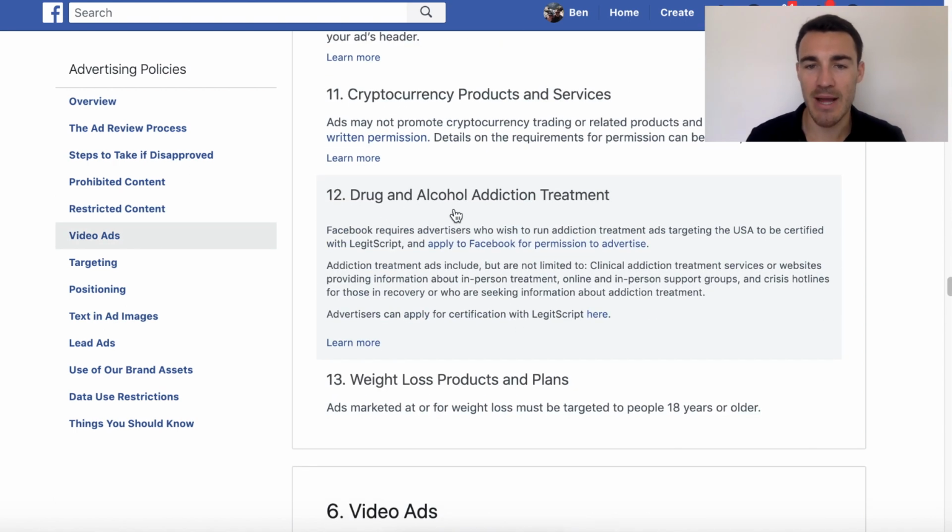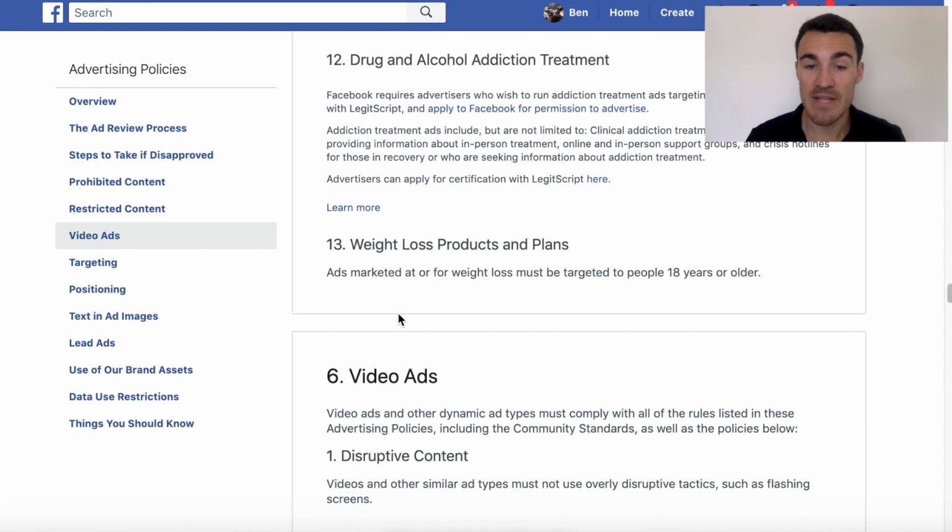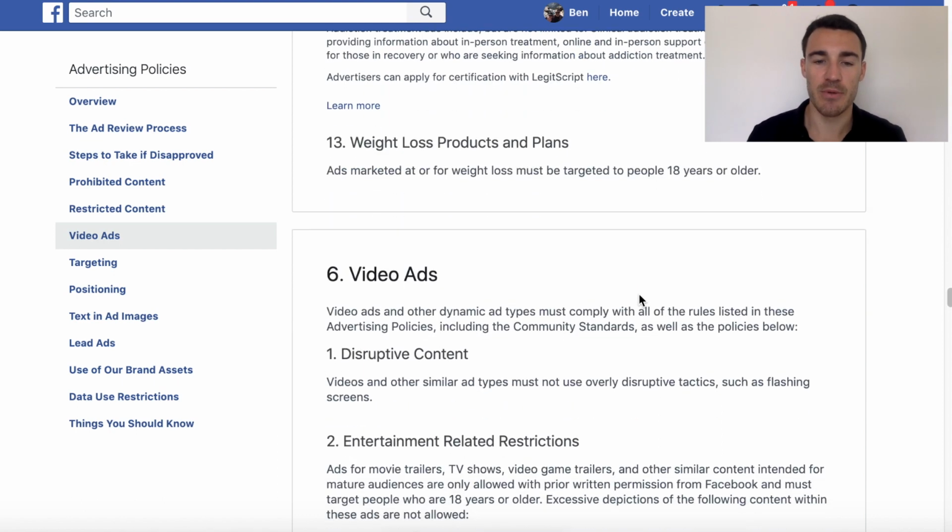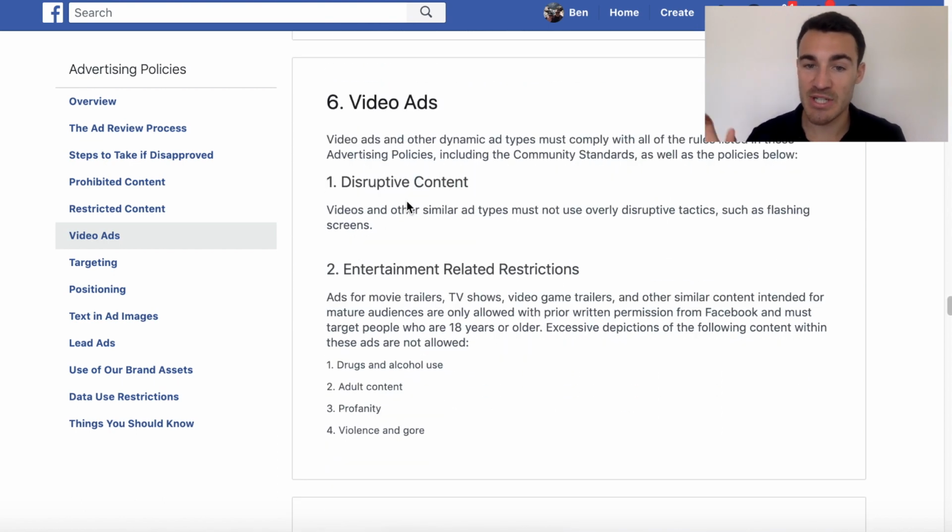Again, things like drug and alcohol addiction treatment. Yes, you can advertise it, but there are restrictions. And weight loss products and plans. This is a big one because a lot of people who advertise on Facebook, a lot of nutritionists, personal trainers, health-based coaches and consultants, need to just make sure they abide by this. No one under 18. Fairly straightforward. Video ads I already touched on with the disruptive content.